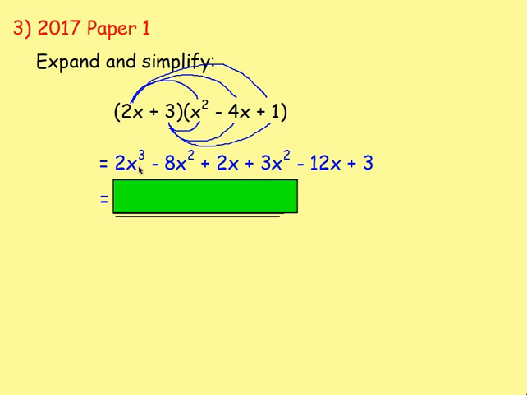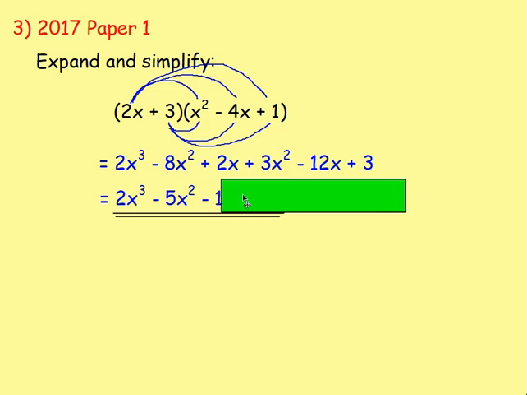Gather your like terms. So with the x cubed, you've only got 2x cubed. X squared, negative 8x squared, add 3x squared. Negative 8 add 3 is negative 5. So you'd have negative 5x squared. X's, you've got a 2x take away 12x. So 2 take away 12 is negative 10. So you'd have negative 10x. And number-wise, well, the 3 is just on its own. There's no other numbers on their own to add or subtract. So it's just plus 3. That would stay.